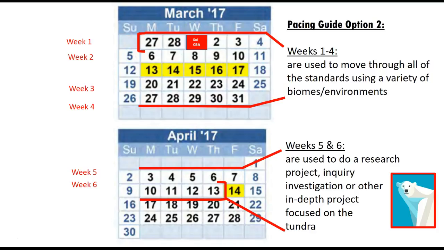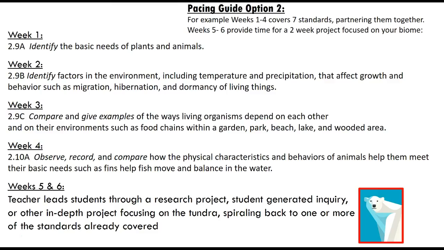Okay, let's just take a quick look at what option 2 would look like. Again, looking at the district calendar, we're just going to compact all of our life science standards into those first 4 weeks, and then that's going to open up those last 2 weeks to do an in-depth project on the tundra if that's what you'd like to do. And then this view just shows for option 2, I've just basically pasted out how you might want to cover the different standards and then open that up for the last 2 weeks for your unit.